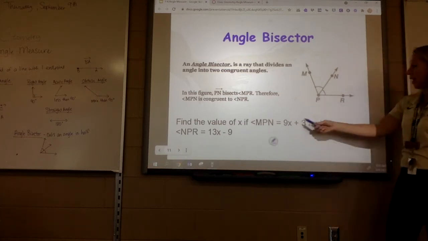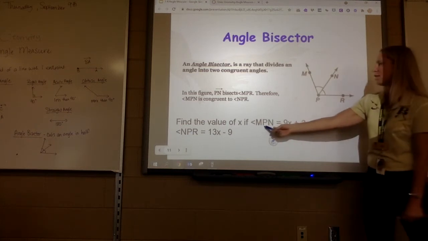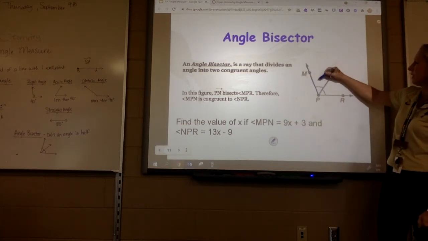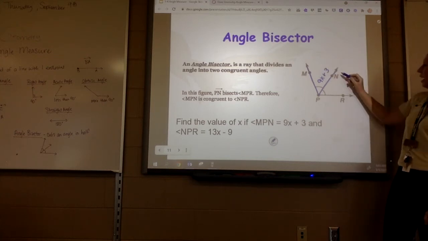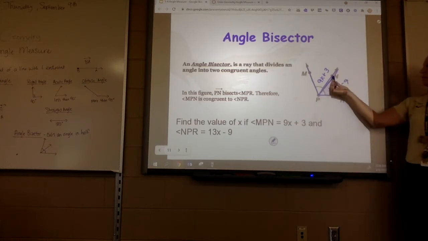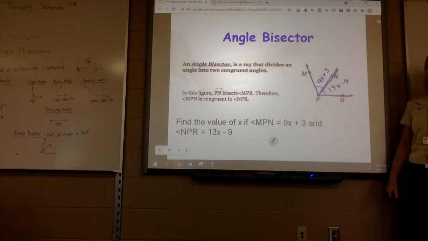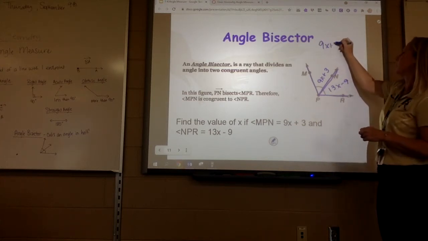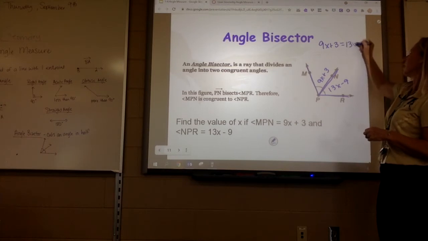So if I look at this problem right here, it says find the value of x if MPN is 9x plus 3 and NPR is 13x minus 9. Well, since this bisects, since it cuts it in half, those two angles have to equal each other. So that's what you're going to have to do on today's assignment. You'll put them equal to each other. 9x plus 3 equals 13x minus 9.